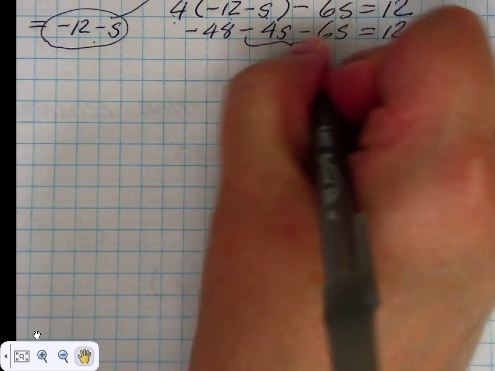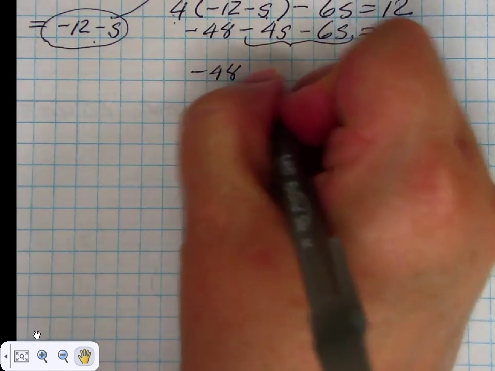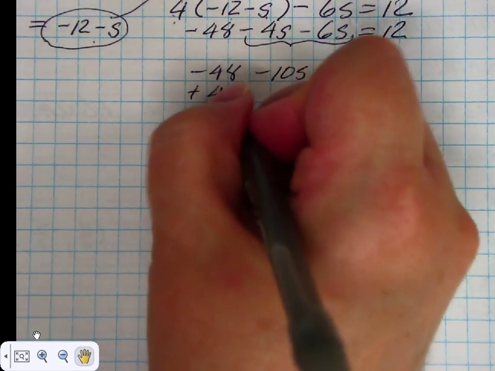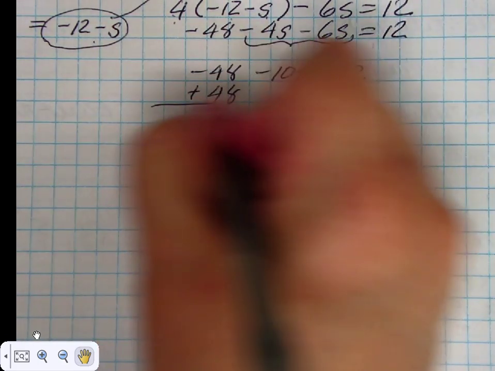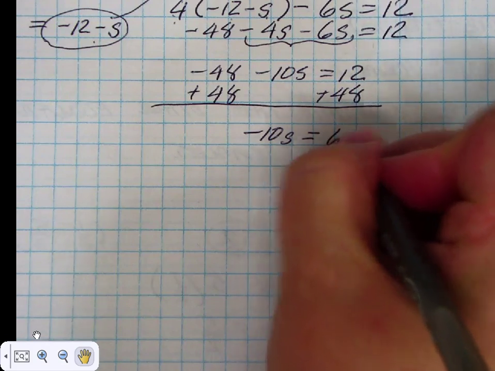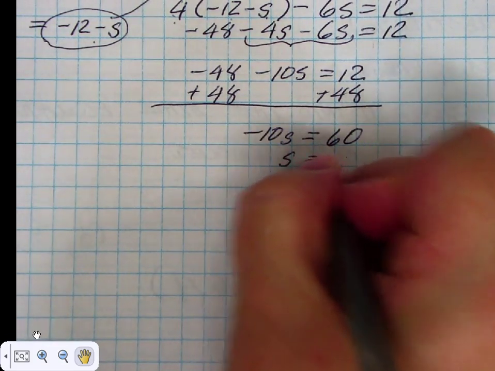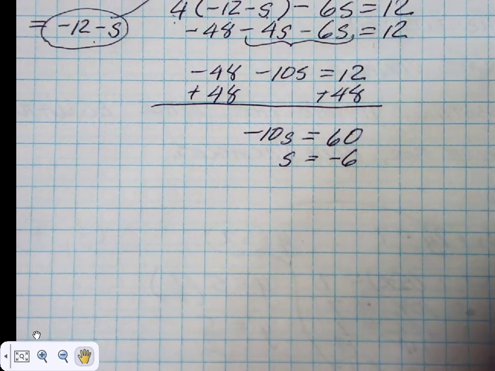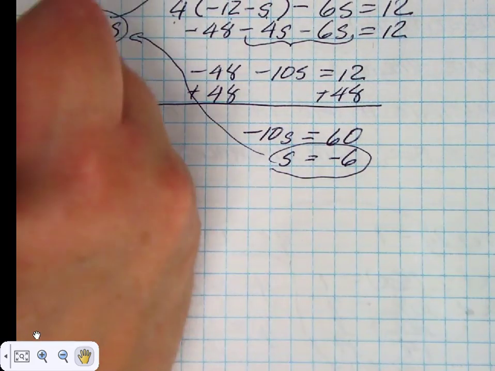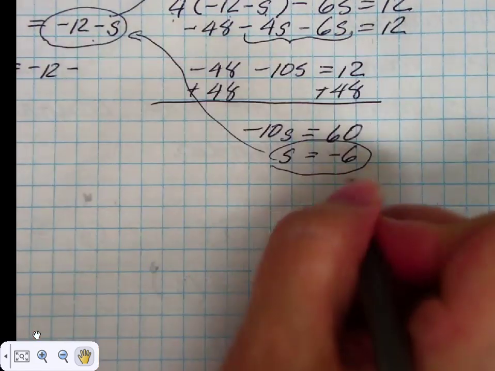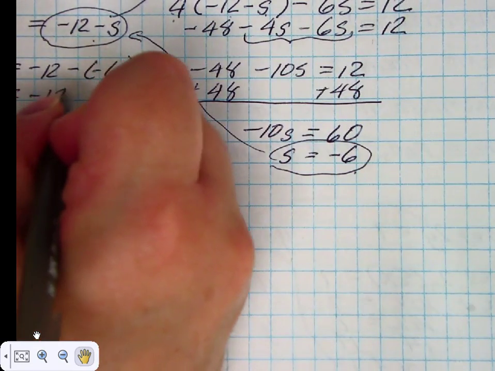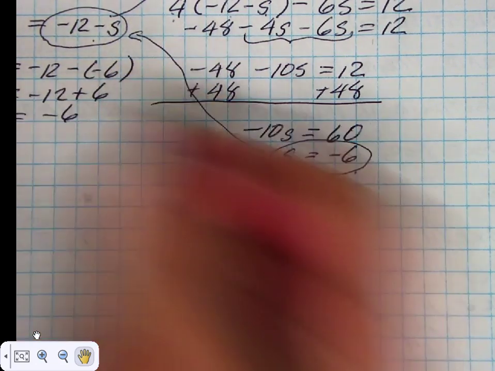So I'm going to gather up these two. I'm going to have negative 48 minus 10s is equal to 12. I'm going to add the 48 since it's negative. I'm going to have negative 10s is equal to 60. So s is equal to negative 6. All right, so now, circle to circle. So r is going to be negative 12 minus negative 6. Negative 12 plus 6 is negative 6.